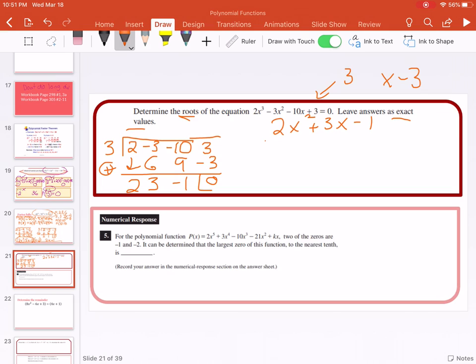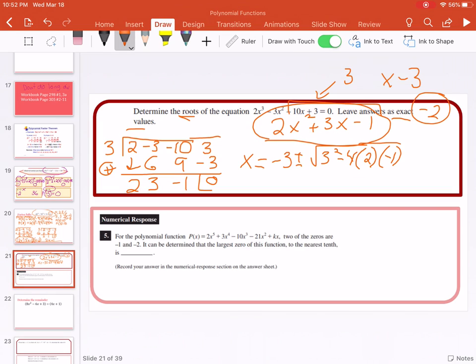Okay, I can look at this equation. Is there any way I can factor this? 2 times negative 1 gives me negative 2. Are there two numbers that multiply to give me negative 2 and add to give me positive 3? No, there's not. So in order to determine these roots, I'm going to need to use the quadratic formula, which you do have on your formula sheet. So I have negative 3 plus or minus the square root of 3 squared minus 4ac, all over 2a, which is 2.